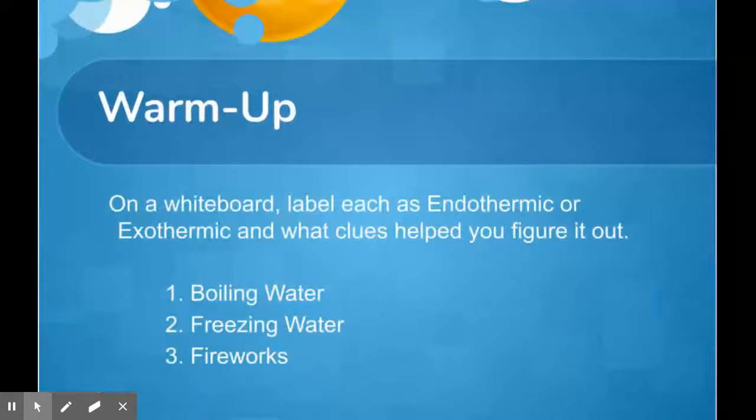Before we get started with today's lesson, we want to do a little bit of a warm-up on Objective 1D, endothermic and exothermic changes, and what clues help you figure them out. So go ahead, take a look at these examples, and when you're ready, we'll go over the answers.